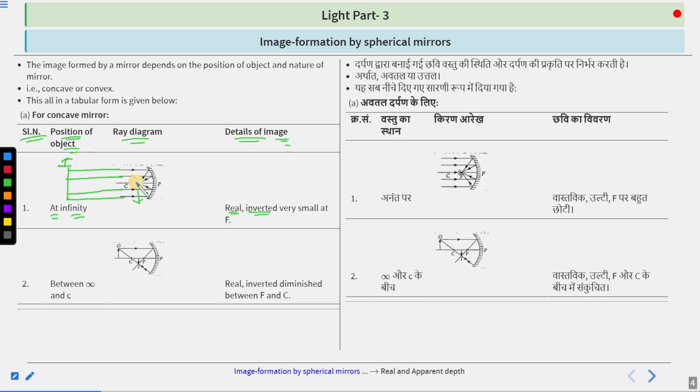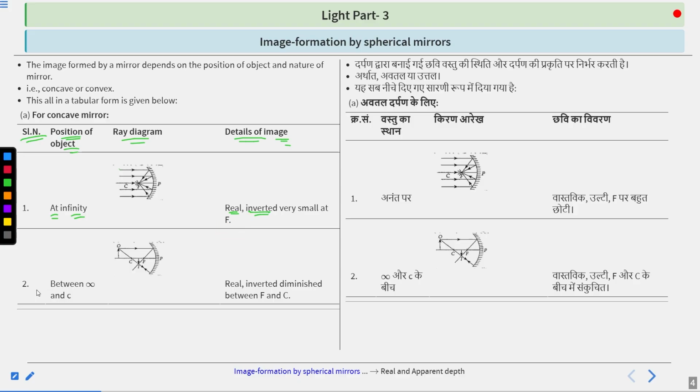Similarly, you can see it. It is just a dot. Got it? So the first case we have seen: when the object is at infinity, the image will be real, forming before the screen, inverted in position, and the image size will be very small, and that will be at F.